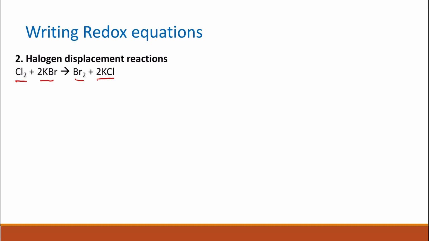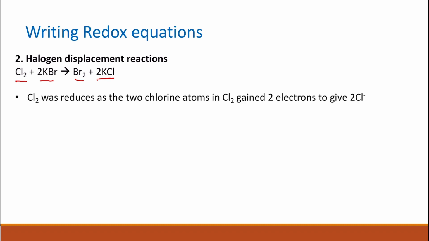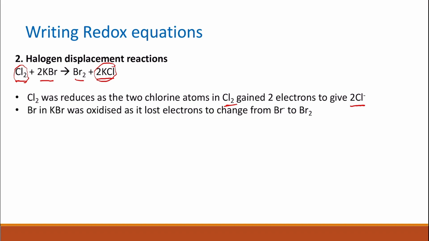So now we know that this is a redox reaction. Can you think about which one has been oxidized, which one has been reduced? So chlorine was reduced, as the two chlorine atoms here gained two electrons to give you two chloride ions. We started off with the chlorine, which is neutral and doesn't have any charge. And then the bromide was oxidized because the bromide lost two electrons, because we have bromide minus, and the two bromide ions lost two electrons to give you the bromine.